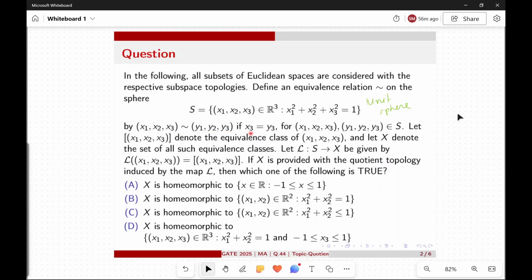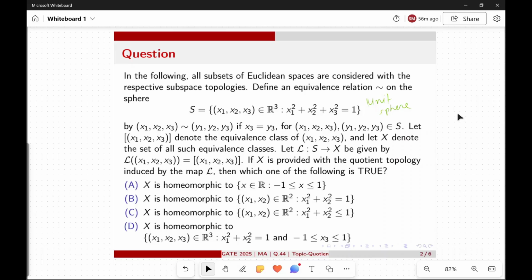Now, we denote the quotient space by capital X and let L be the quotient map, sending the point x1, x2, x3 to its equivalence class. So the third bracket [x1, x2, x3] represents a point in the quotient space. Nevertheless, X is given the quotient topology. Now the question is: X is homeomorphic to which one of the following options? So we need to check that.